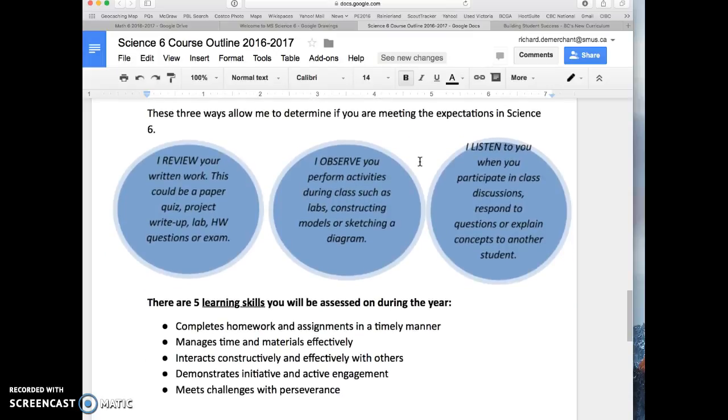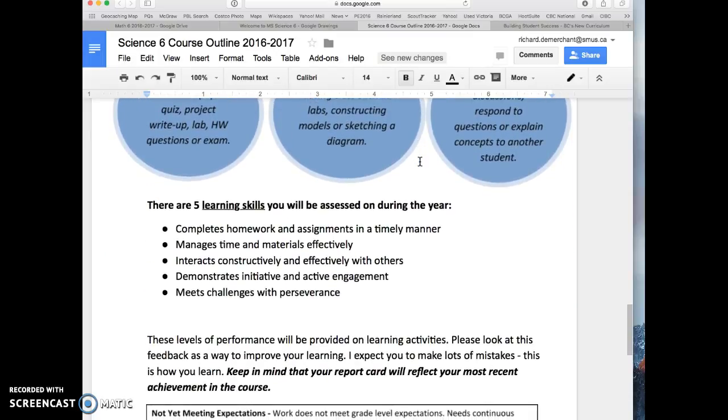In addition, we'll still be looking at the 5 learning skills. How well do you complete your homework and other work? Do you manage your time effectively? Do you interact well with others? Can you demonstrate initiative and active engagement? And when it gets tough, are you able to meet those challenges, persevere, and get through? Ask the questions you need to.